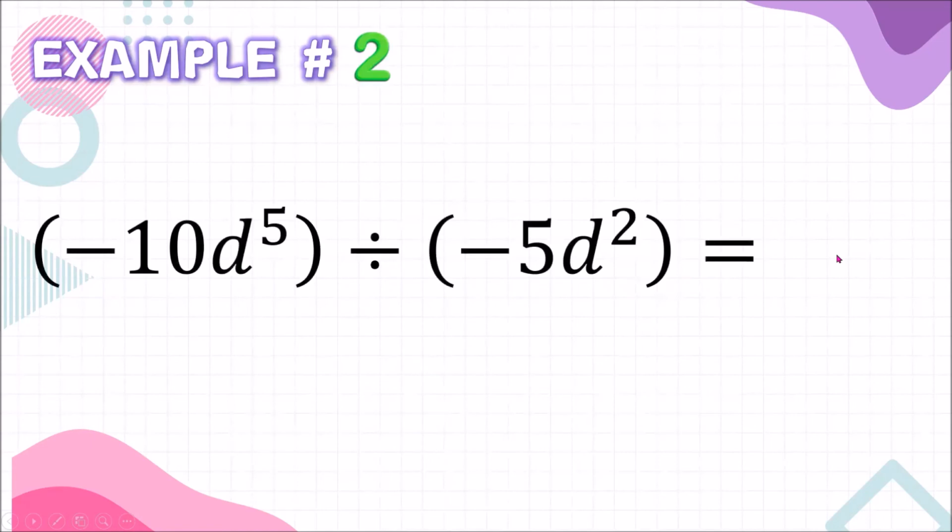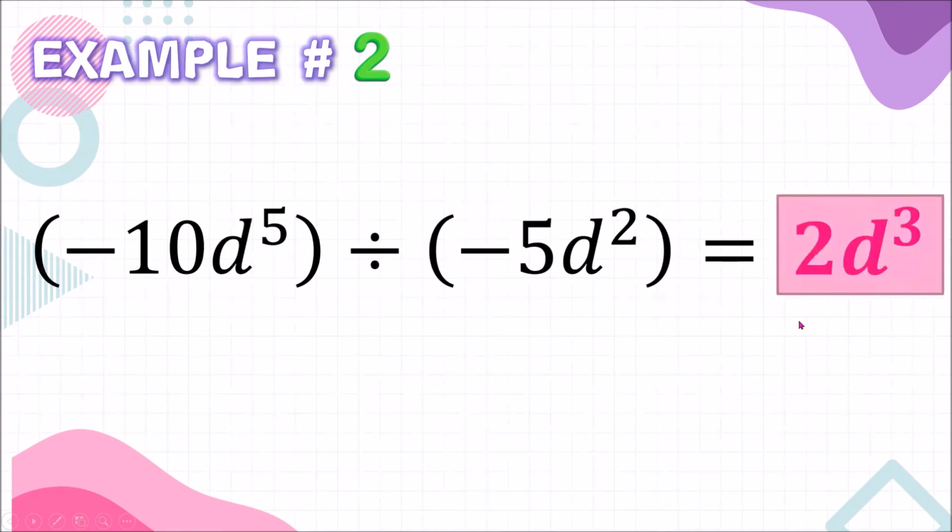We have negative 10b to the 5th divided by negative 5b squared. So we have here negative divided by negative, positive. 10 divided by 5, 2. And then b to the 5th over b squared. So 5 minus 2, 3. So we have here 2b cubed.